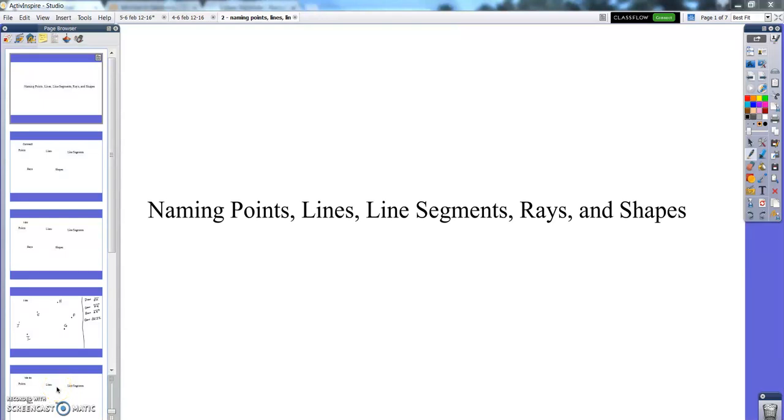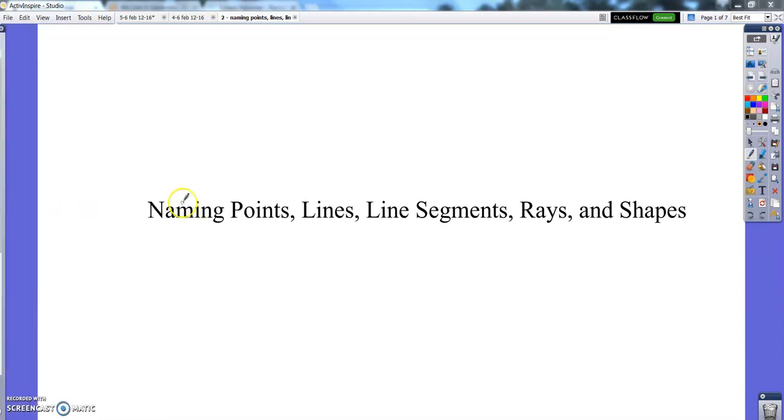Hey there, fourth grade. We're going to work today on naming points, lines, line segments, rays, and shapes. You learned a little bit about those yesterday, and mathematicians name those things in a certain way, and I want you to be comfortable seeing and working with those names. So make this the next title on your next page in your math notebook. When you're all set, close up, give me your full concentration.